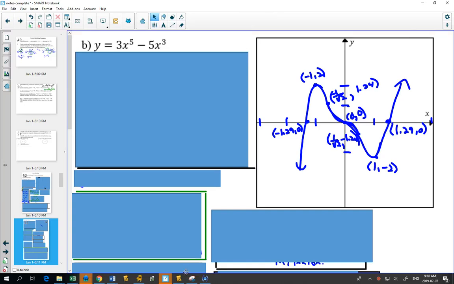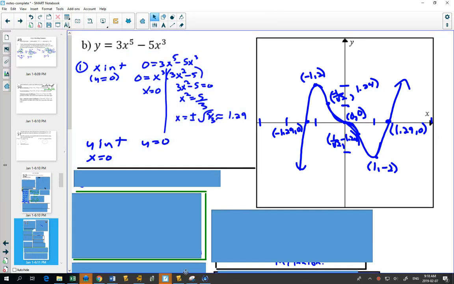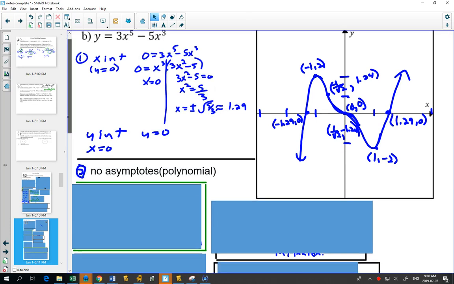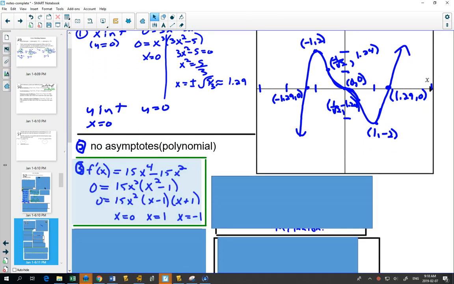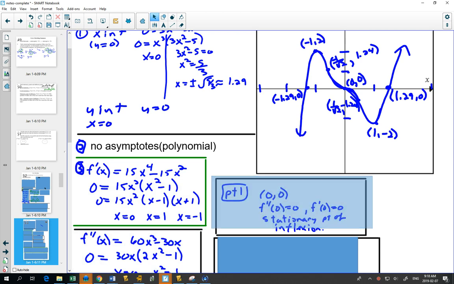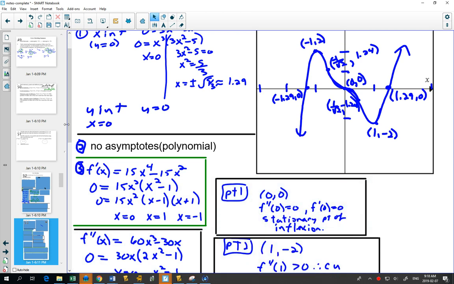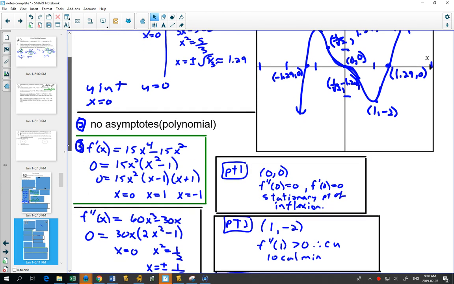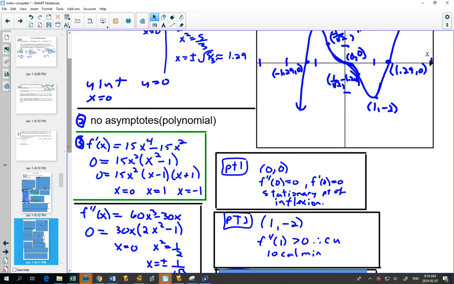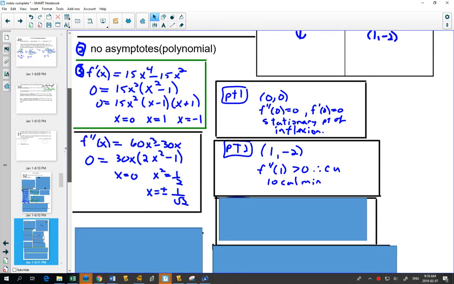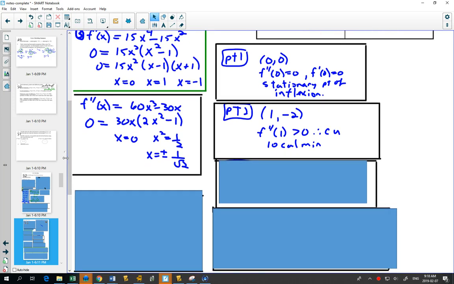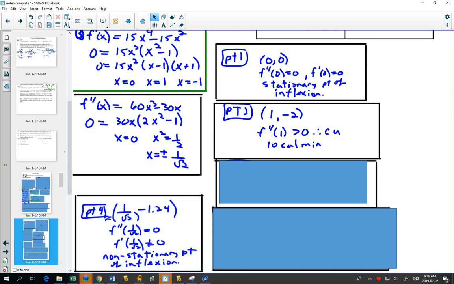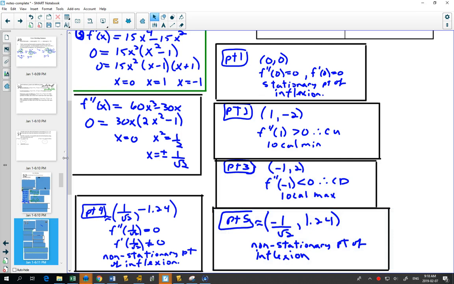Just so that it's on the video, I can put up a bunch of the other stuff, how to find your X-intercepts, the fact that there's no asymptotes. This is actually the second derivative test. I'll scroll down here. That's the second derivative test. That's a step I usually skip and just go to my sign diagrams.